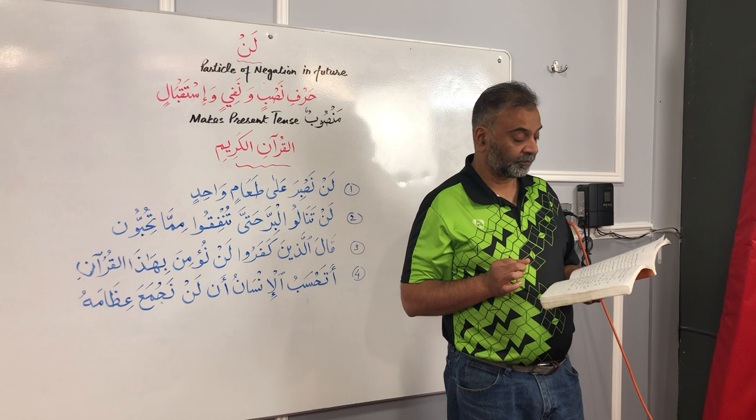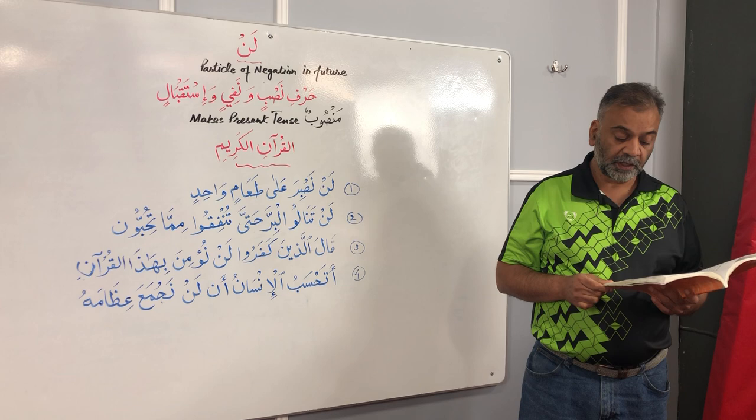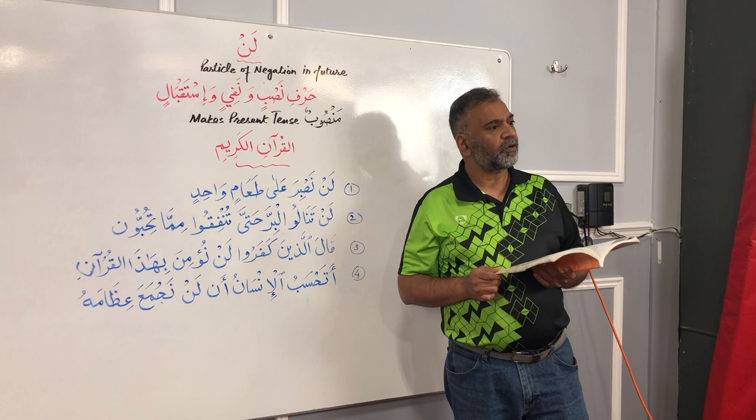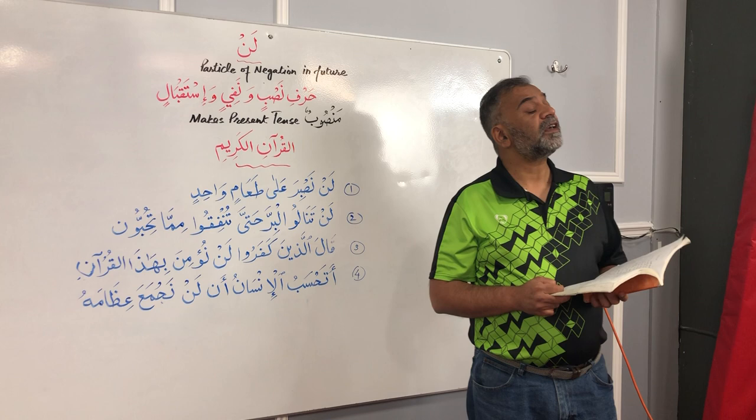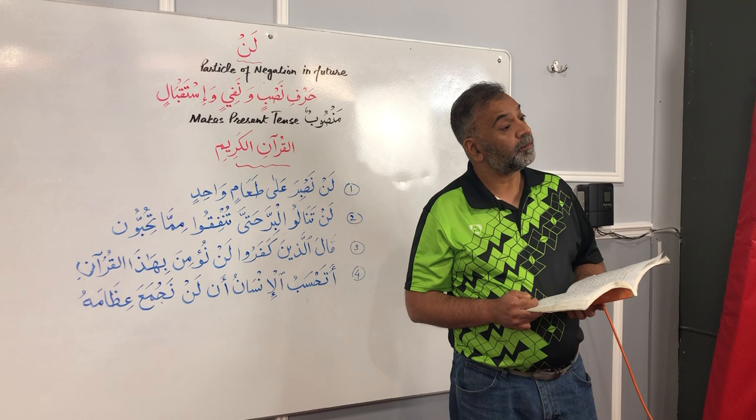Ata'arifu Jafiran? Do you know Jafar? Amro said, Naam, yes. A'arifuhu. I know him. A'arifuhu. What is the grammatical value of "who" here? Mafulun bihi, right? Lakinnahu min Pakistana. But he is from Pakistan.